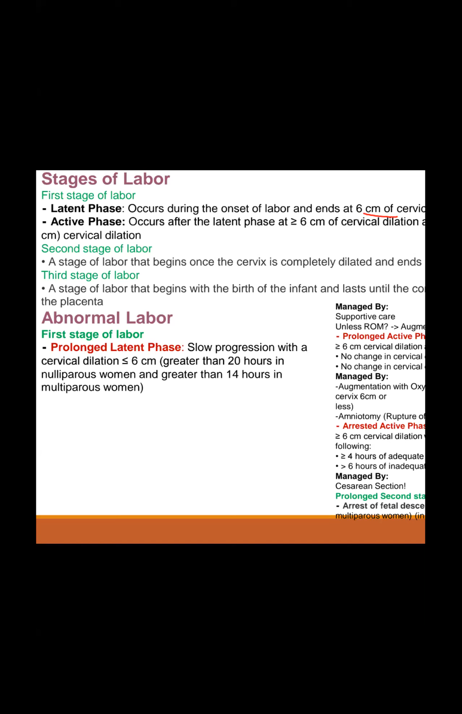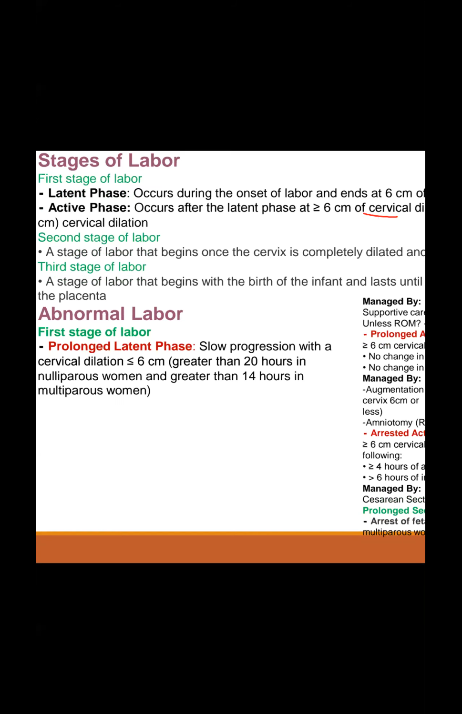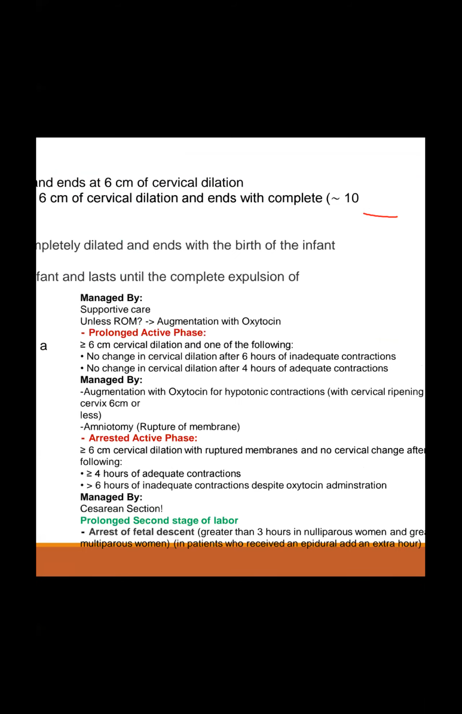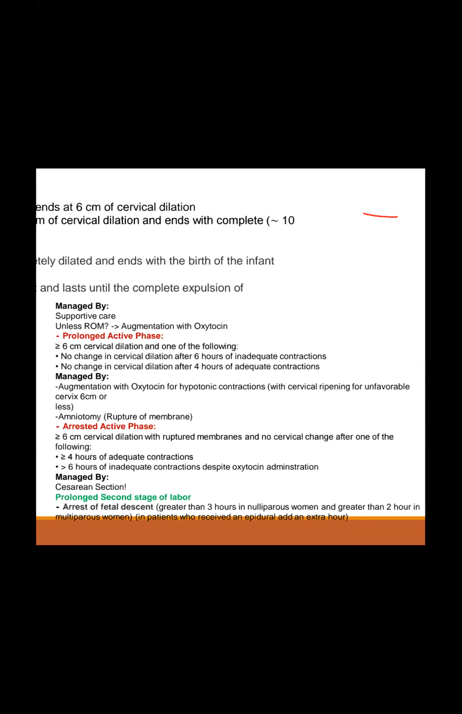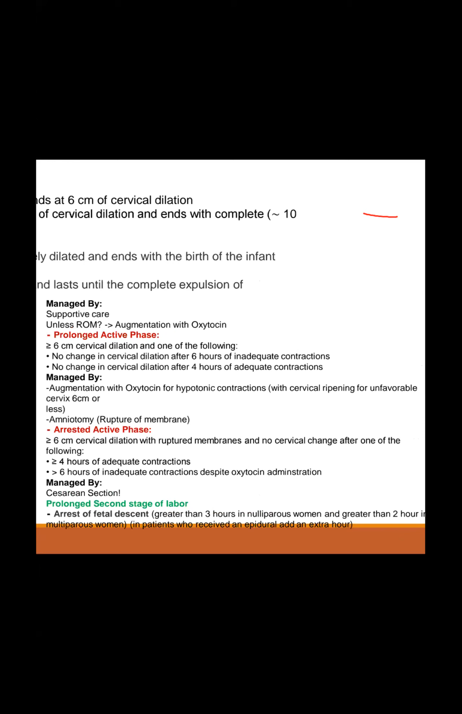So abnormal labor, there will be the prolonged stage of the labor. First stage of the labor, prolonged means more than 20 hours or 18 hours. If cervical dilatation is below 6 centimeter, it is prolonged stage of the labor. So for management, we have to give supportive management, unless there is premature rupture of membrane. If prolonged labor is still not progressing, we have to do augmentation of the labor by oxytocin.